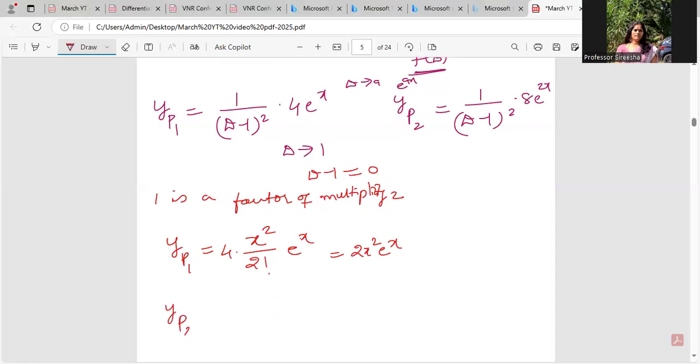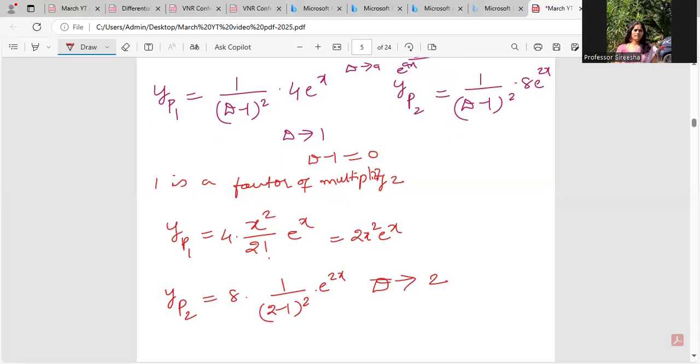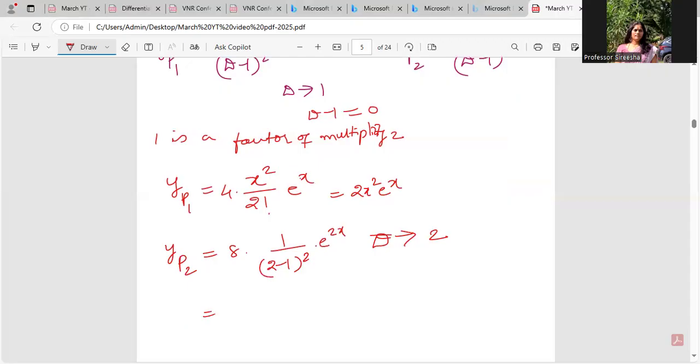Coming to yp2. Let's see yp2. I'll be replacing d with 2. There's no problem with the denominator going to 0 or something like that. In yp2, I'll be replacing d with 2. So 8 into 1 by 2 minus 1 whole squared into e power 2x. So what I'll be having is 8 e power 2x. So finally, yp would be 2x squared e power x plus 8 e power 2x. That would be yp.